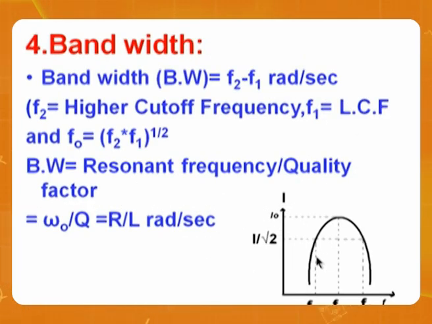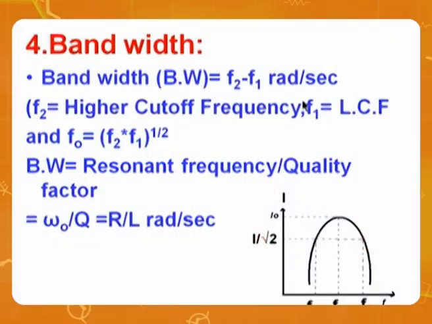Then the fourth point is bandwidth. Bandwidth is equal to F2 minus F1 radians per second. That's a natural thing. You can call it radians per second if you say omega 2 minus omega 1. If it is F2 minus F1, you can call it hertz. So both we will be using, don't get confused. So this is the upper cutoff.